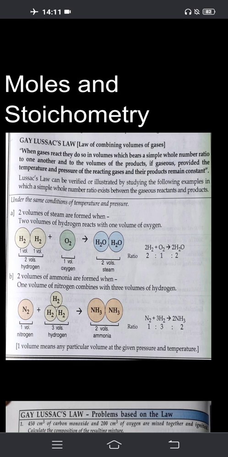You are very much familiar with temperature, pressure, volume, and the units in which they are measured. Temperature in Celsius or Kelvin, pressure in atmosphere or centimeter or millimeter of mercury, volumes in liter, decimeter cube, centimeter cube, or ml.